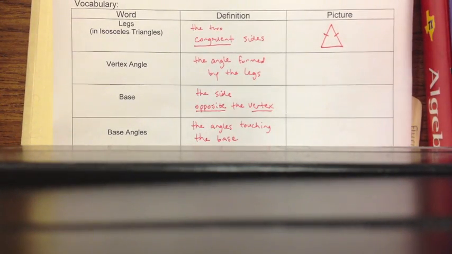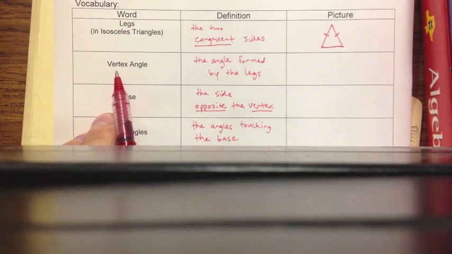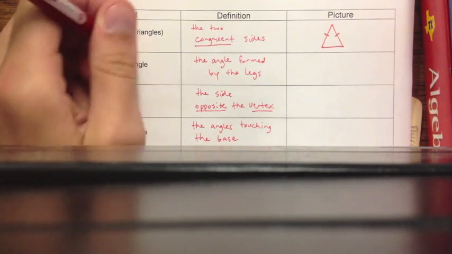When drawing the legs, the two congruent sides, let's just put one little hash mark on that top picture so you know our legs are the two congruent sides.